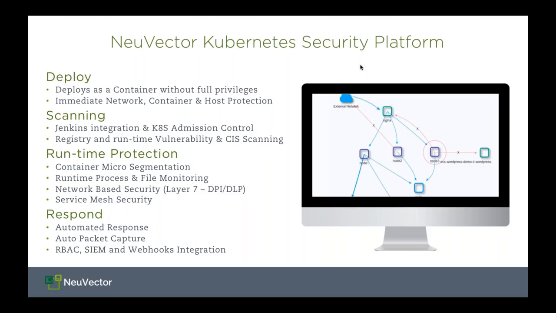And then the real strength of the NeuVector solution is the proper layer 7 network based security. So we do deep packet inspection. We've just announced that we're doing DLP, so data leakage prevention as well. So we can look for data in your packets, like social security numbers or credit card numbers, etc. And then finally, Chip will also show how we're adding a security mesh on top of service meshes such as Istio, Submariner and Linkerd.